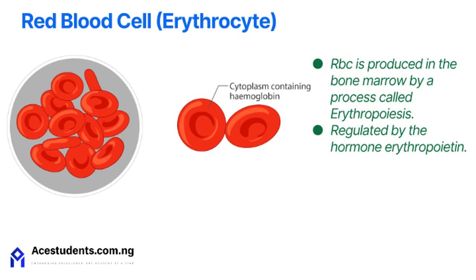How is red blood cell produced? The production of red blood cells is called erythropoiesis. It occurs in the bone marrow and is regulated by the hormone erythropoietin.